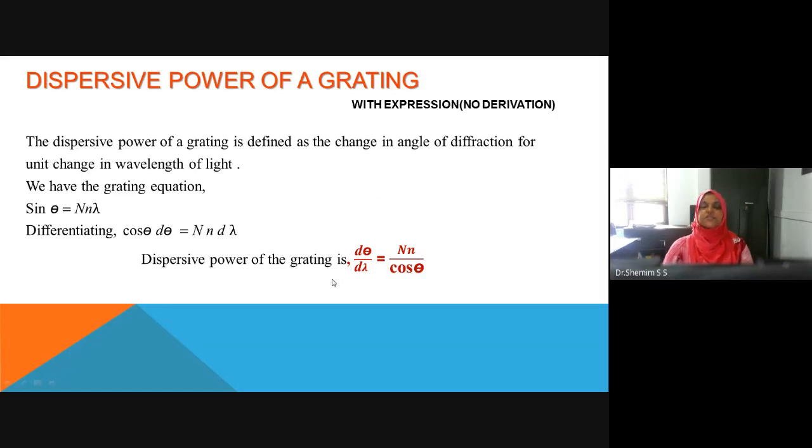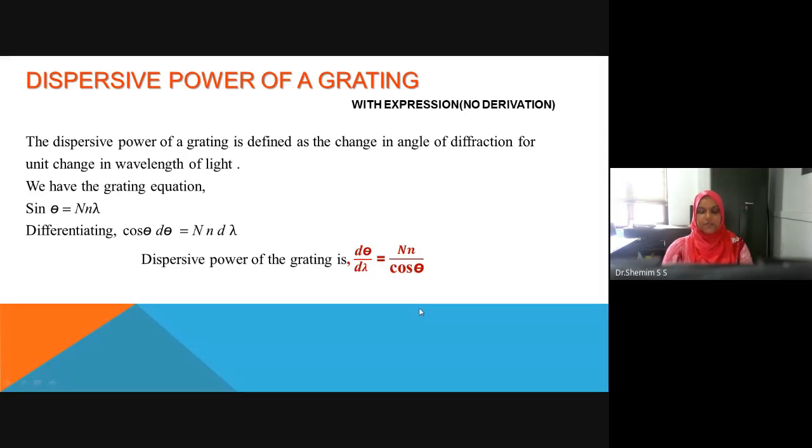This is the dispersive power of a grating. So in short, the dispersive power of a grating is N n by cos theta. That is, dispersive power increases with the number of lines per unit length. Dispersive power increases with the order of diffraction, and it also increases with increase in angle theta, or it is inversely proportional to cos theta, where theta is the angle of diffraction.